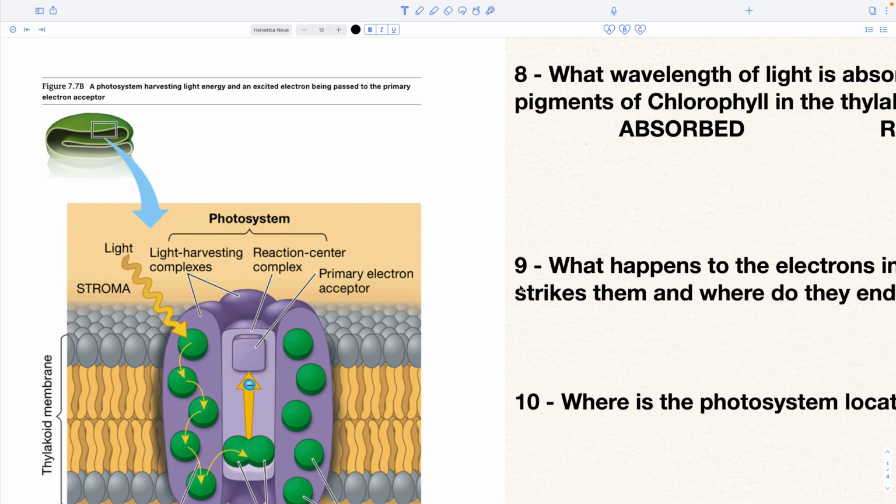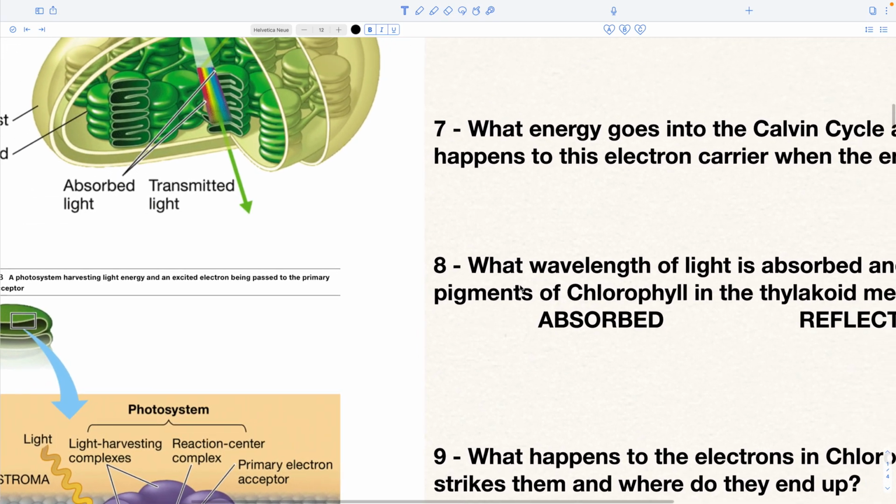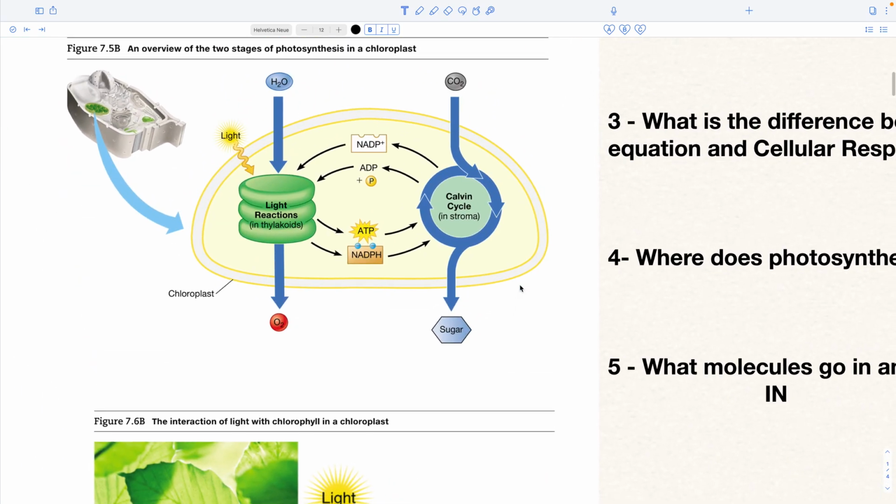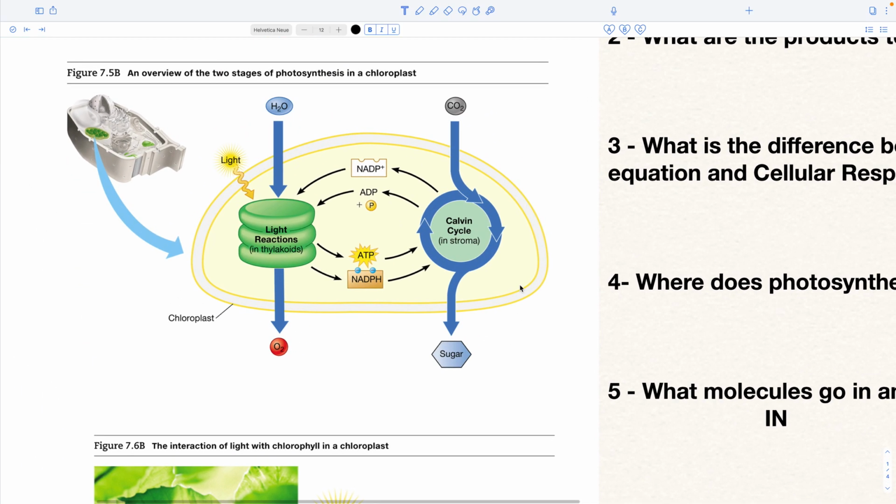Yeah? What was the answer to number 7? What energy goes into the Calvin cycle? It is right here. Follow the arrow right there. ATP and the electron carrier.